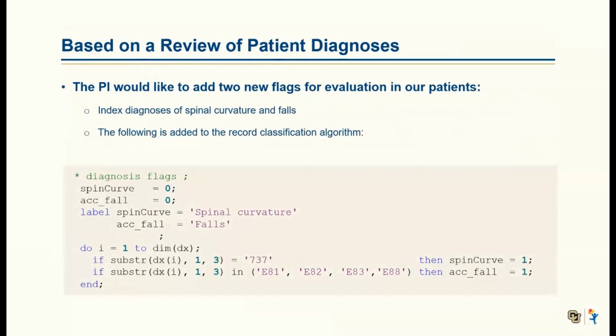Based on what we have seen, we'll add a couple of indicators to help get a good idea of the subjects in the data. Codes that begin with 737 indicate spinal curvature, such as kyphosis, and these E codes indicate that an accidental fall may have occurred.